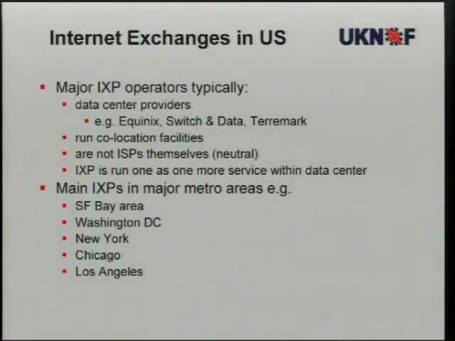The landscape's a little bit different in the US. Most of the big exchanges are operated by data center providers. So there's Equinix, who are NASDAQ listed, Switch and Data, who have a facility in Cleveland amongst many other cities, Terremark down in Florida. And their primary business is selling space. They're certainly not in the ISP business because the ISPs are their customers and they don't want to compete with them. But generally the exchange, Equinix calls them IBXs, is run as just one more service within that data center. It's a way of attracting people to the data center and extracting more money from them.